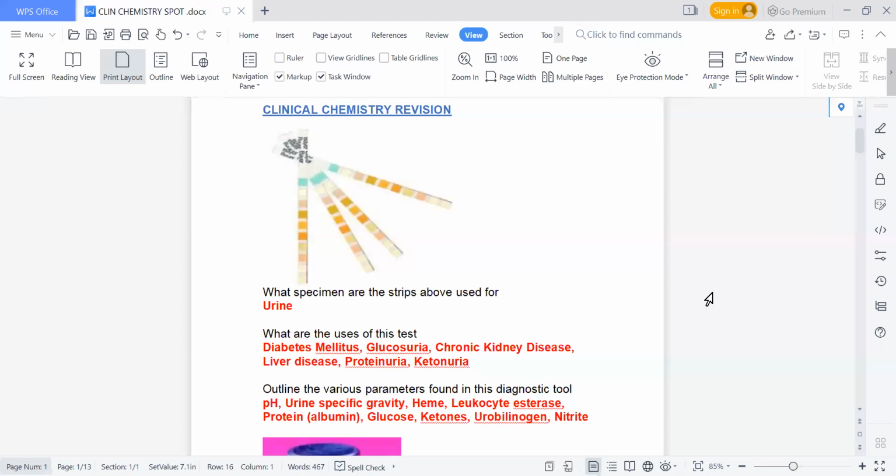The parameters that are found in this urine dipstick, basically the colors, the parameters represented by these colors here are pH, urine-specific gravity, heme, leukocyte esterase, protein, glucose, ketones, urobilinogen, and nitrite.